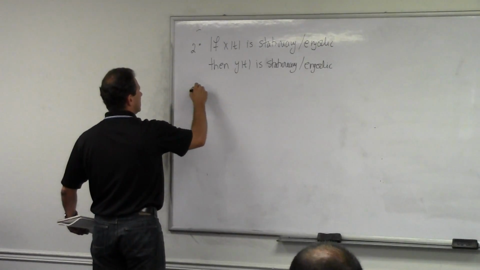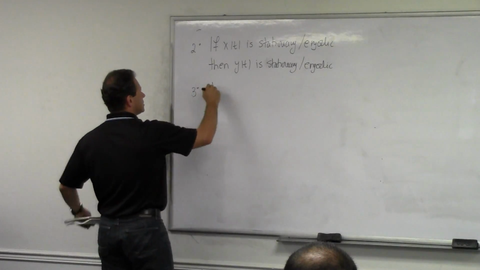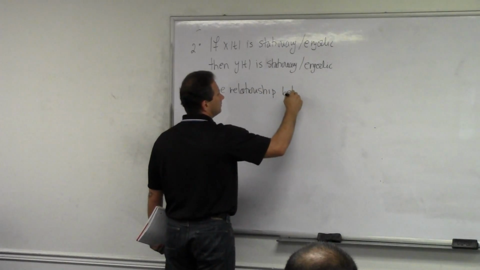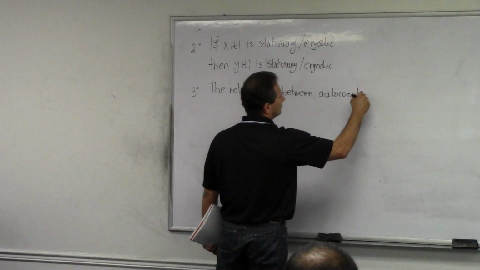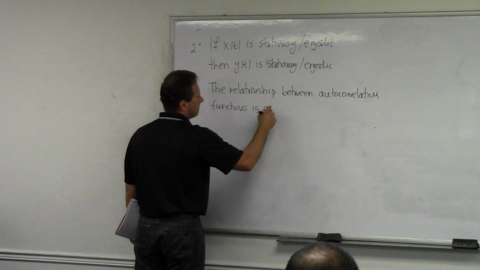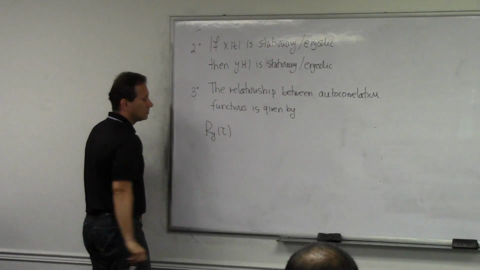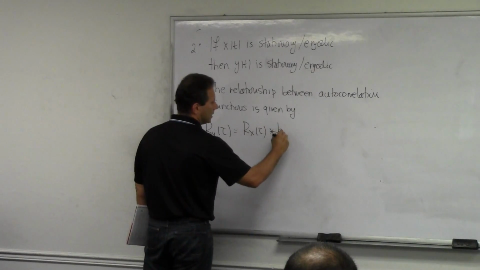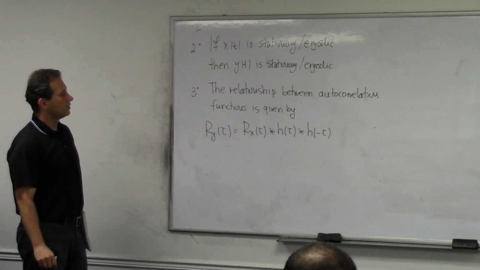And then the third one can be also demonstrated relatively easily, but it takes a little bit of writing. The relationship between autocorrelation functions is given by Ry of tau, that's the autocorrelation function of the output, is going to be Rx of tau convolved with h of tau convolved with h of minus tau. Okay, that's a very, very powerful result.